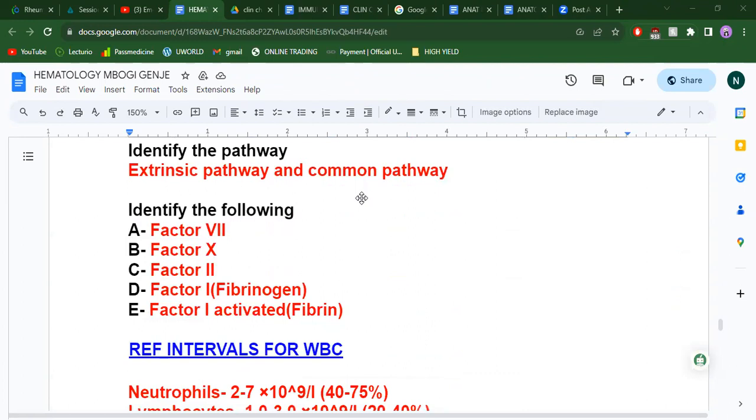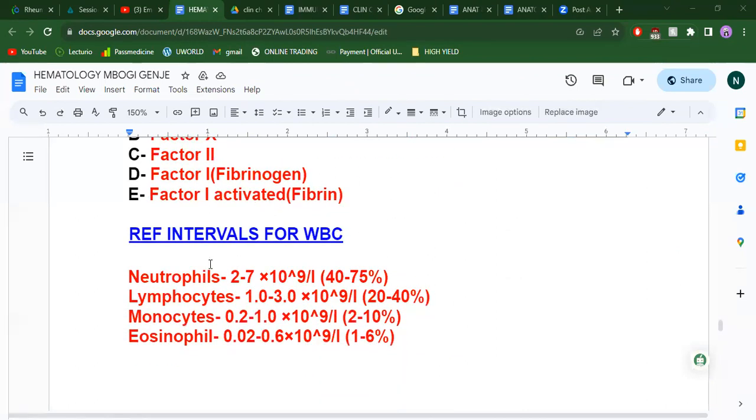Okay. Reference intervals for WBCs. We have neutrophils, lymphocytes, monocytes. So this is also a cramming game.